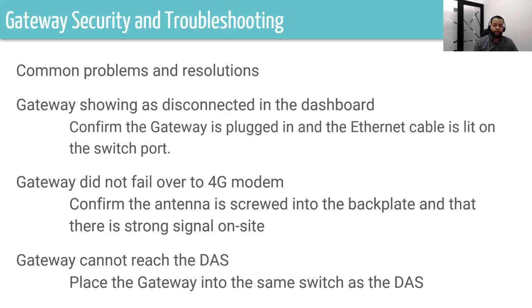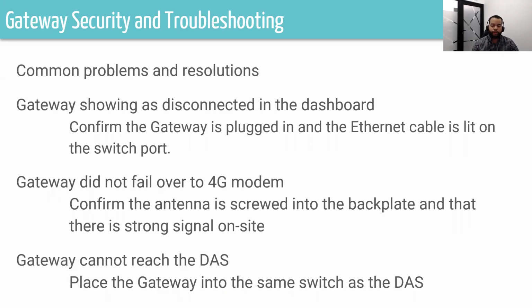Gateway did not fail over to 4G modem. We have had scenarios where the gateway is installed, it's working, and a few days later, there is an internet outage on the site, and the gateway did not connect after that. We have found after investigating the issue that the antenna was not installed on the back plate of the gateway. So the modem could not get any signal at all from any carrier. Ensure that the antenna is screwed into the backplate and that there is a strong signal on site, at least 3 out of 5 bars.